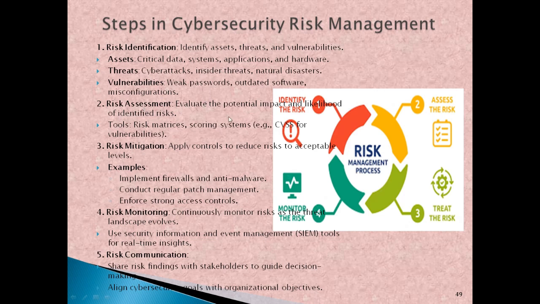Now, the second step is risk assessment. Evaluate the potential impact and likelihood of the identified risk. What exactly is that risk going to do to your organization? The third is risk mitigation. How do you apply controls to reduce that risk to acceptable levels?